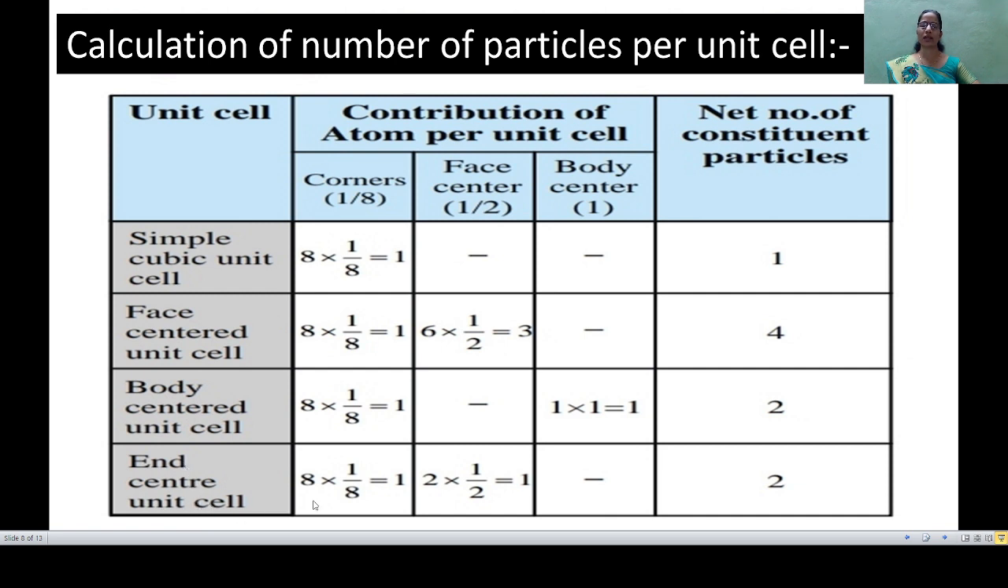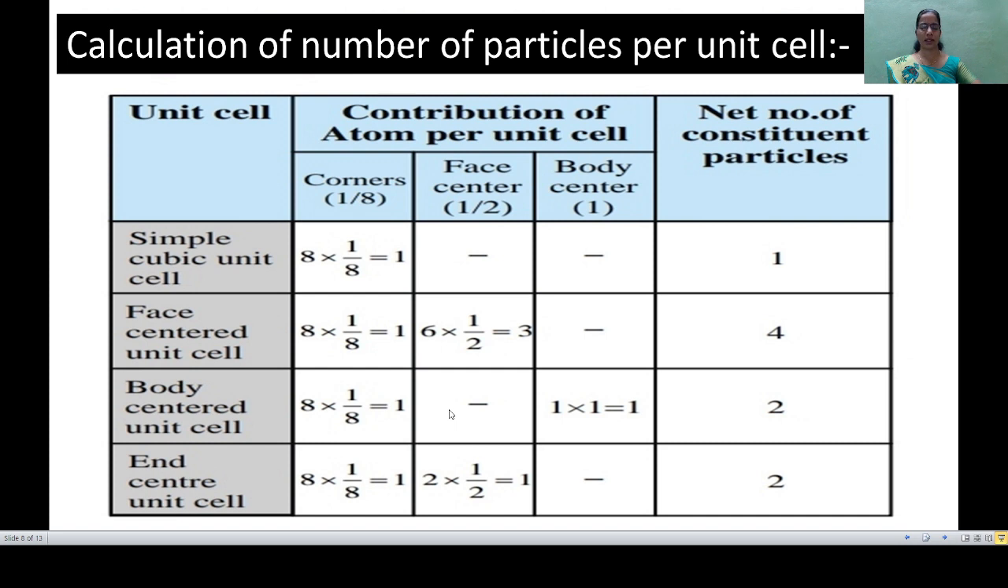Here in this unit cell, we know that along with corner particles, two particles are present at the center of opposite faces. There are only two opposite faces, and therefore the corner particles will give only one particle, while the particles at the center of two opposite faces will be calculated by the formula 2 into their contribution, which is 1/2, that is equal to 1. Thus 1 plus 1 will give you the number 2.